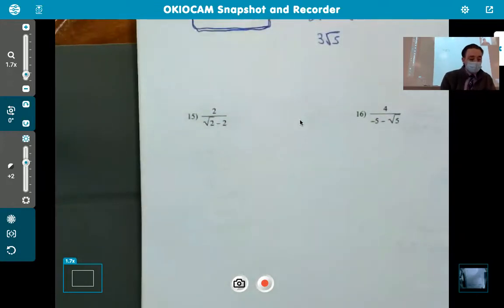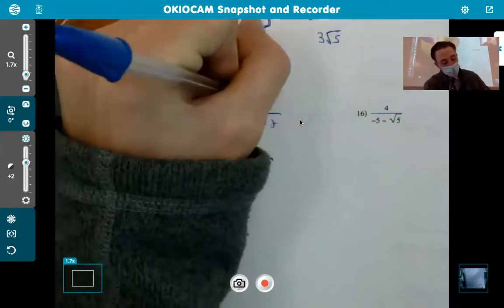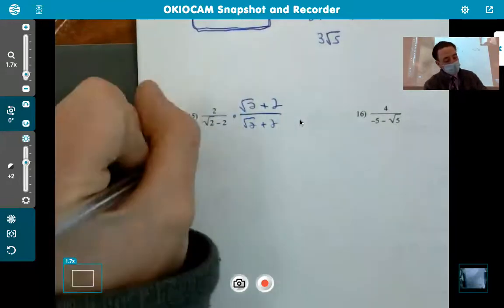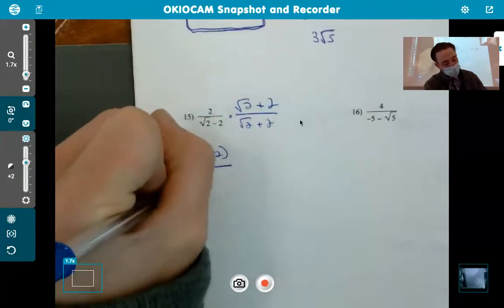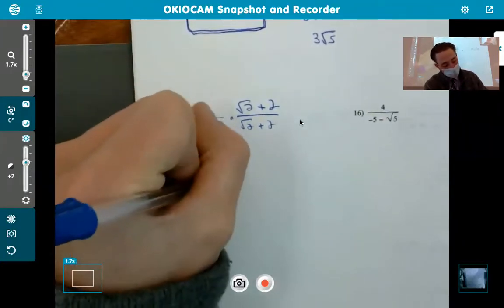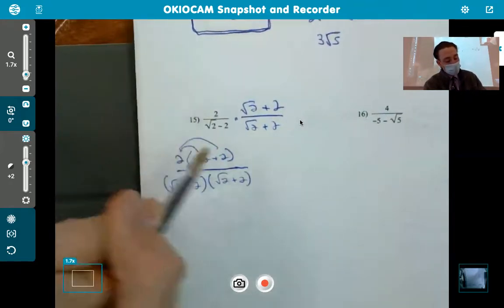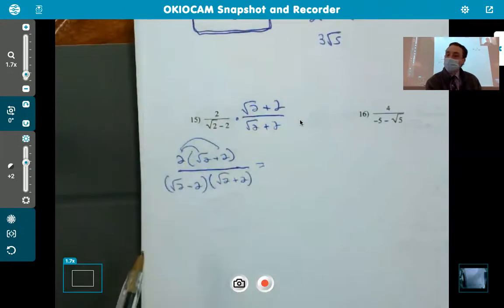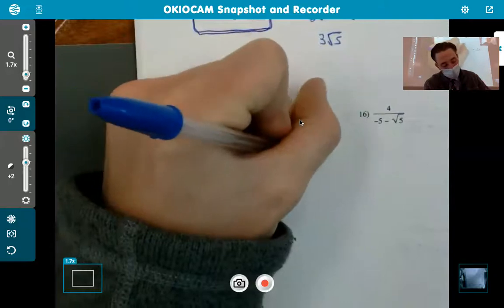For 15, what should I multiply the numerator and denominator by to start this problem? Root 2 plus 2, right? In my numerator and denominator. Good. So I know I have 2 times root 2 plus 2, and then root 2 minus 2 times root 2 plus 2. All right. In my numerator, I'm going to distribute. What is that going to simplify to? 2 root 2 plus 4.